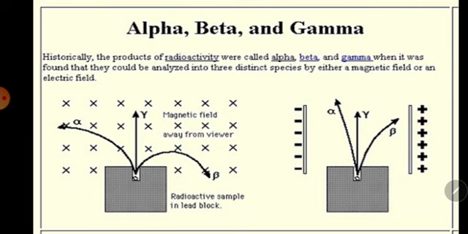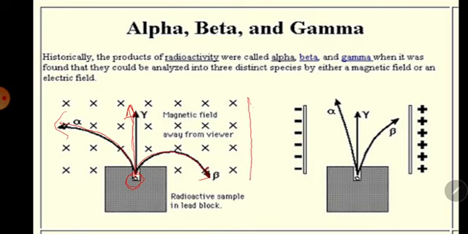Now, this is a magnetic field. A sample of an element is kept in a lead block, so radiation will be emitted in this direction. Some radiation will pass undeflected, some will be deflected in this direction and some will be deflected in this direction.